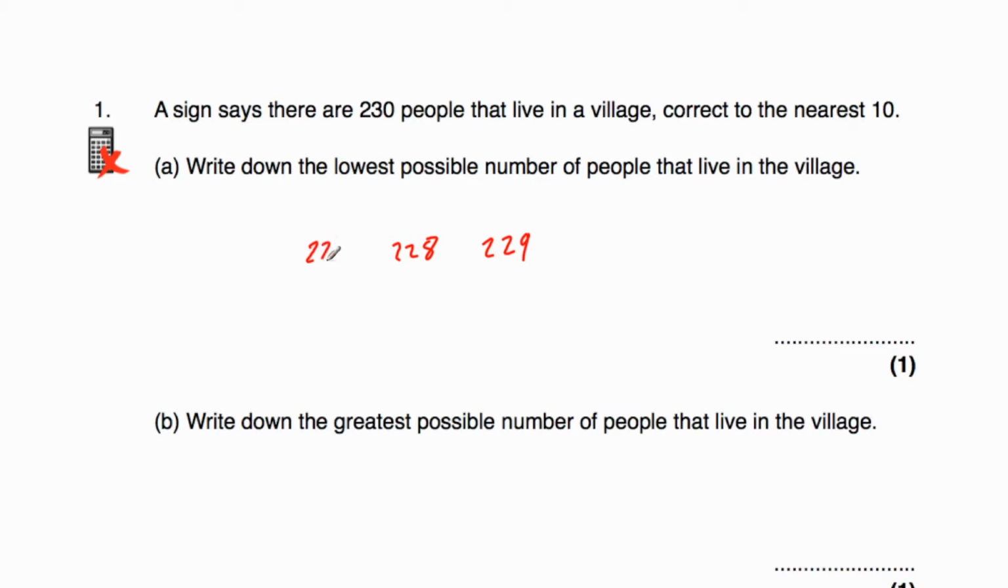There could be 227, that would round up to 230. There could be 226 people that live in the village, that would round up to 230. There could even be 225 people, because that would round up to 230. But there couldn't be 224, because that would round down to 220. So the lowest possible number of people that live in the village would be 225.